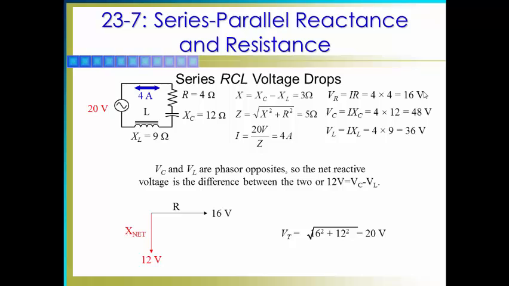So to get the total voltage applied, which should be 20 volts, we have to subtract VL from VC to get 12 volts, and then square that one plus the square of the 16 volts, and then get the square root to get 20 volts, the total voltage applied.